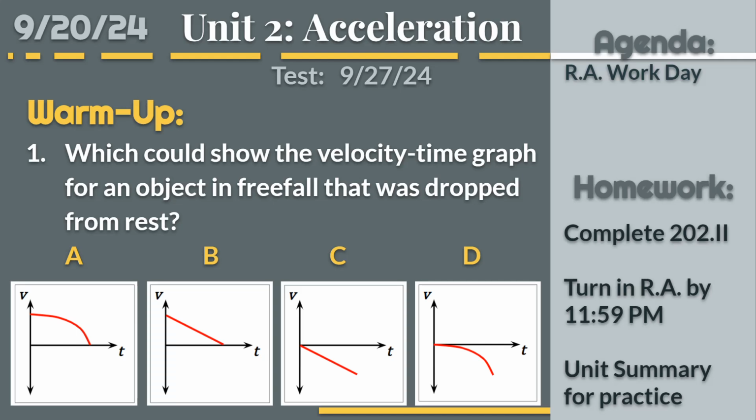All right, guys, so the warm-up question says, which could show the velocity time graph for an object in free fall that was dropped from rest? And you have 4 different graphs there, A, B, C, and D. So if you take a look at those velocity time graphs, which one could show something dropped from rest? What do y'all think, A, B, C, or D?